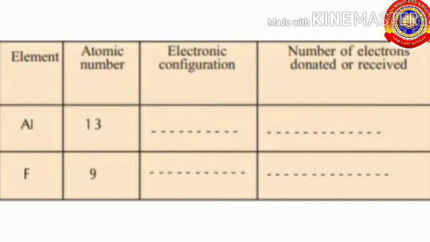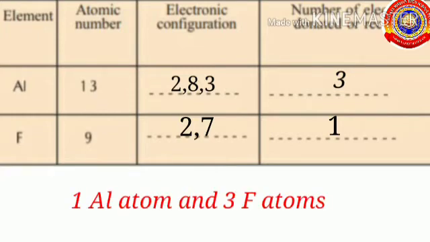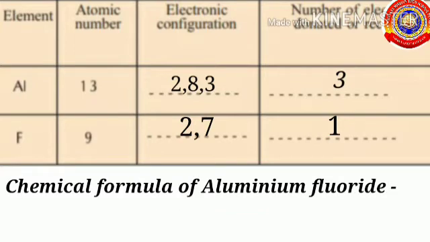Now look at another example. Aluminium, its atomic number is 13, so the configuration can be written as 2, 8, 3. And the number of electrons donated by aluminium is 3. In fluorine, its atomic number is 9, so the configuration can be written as 2, 7. So the number of electrons received by the fluorine atom is 1. In this compound, 1 fluorine atom receives 1 electron from aluminium, so it requires 3 fluorine atoms to receive 3 electrons from aluminium. So the chemical formula of aluminium fluoride is AlF3.